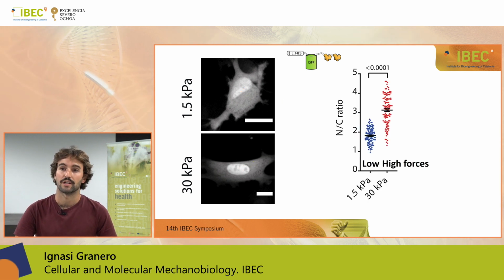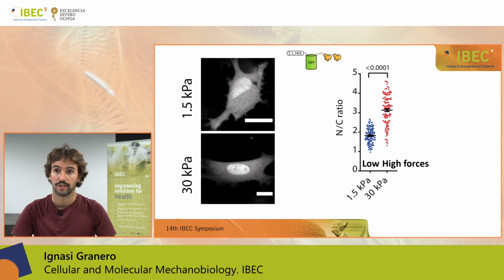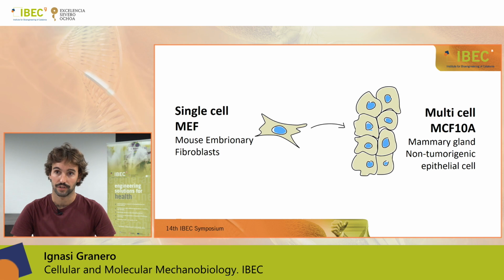We get a more nuclear concentration when the nucleus is under high forces, and a lower concentration when the nucleus is in a more relaxed state. This is a very interesting result. However, so far I have only shown you single-cell data, which were done in mouse embryonic fibroblasts, as you can see here on the left side.